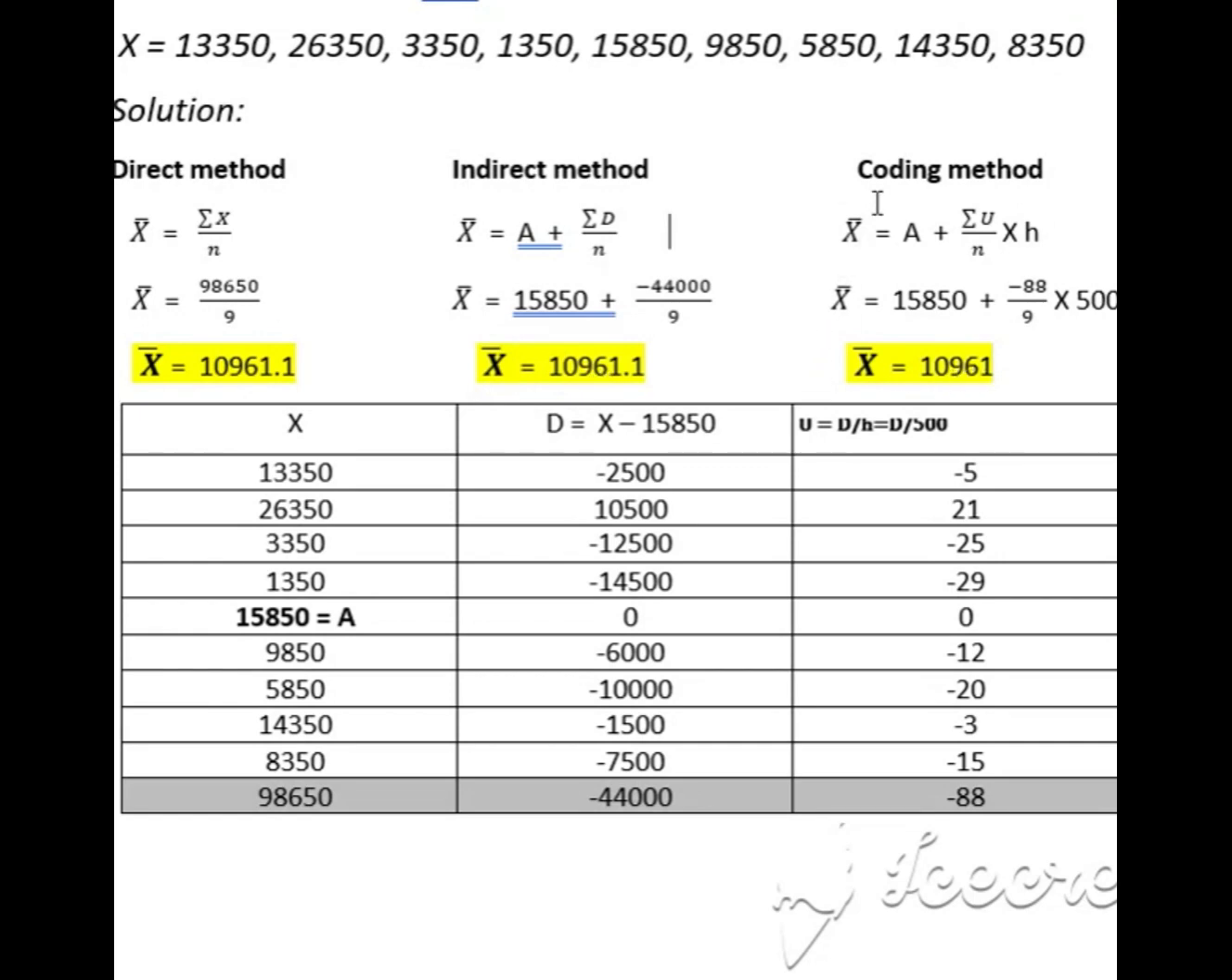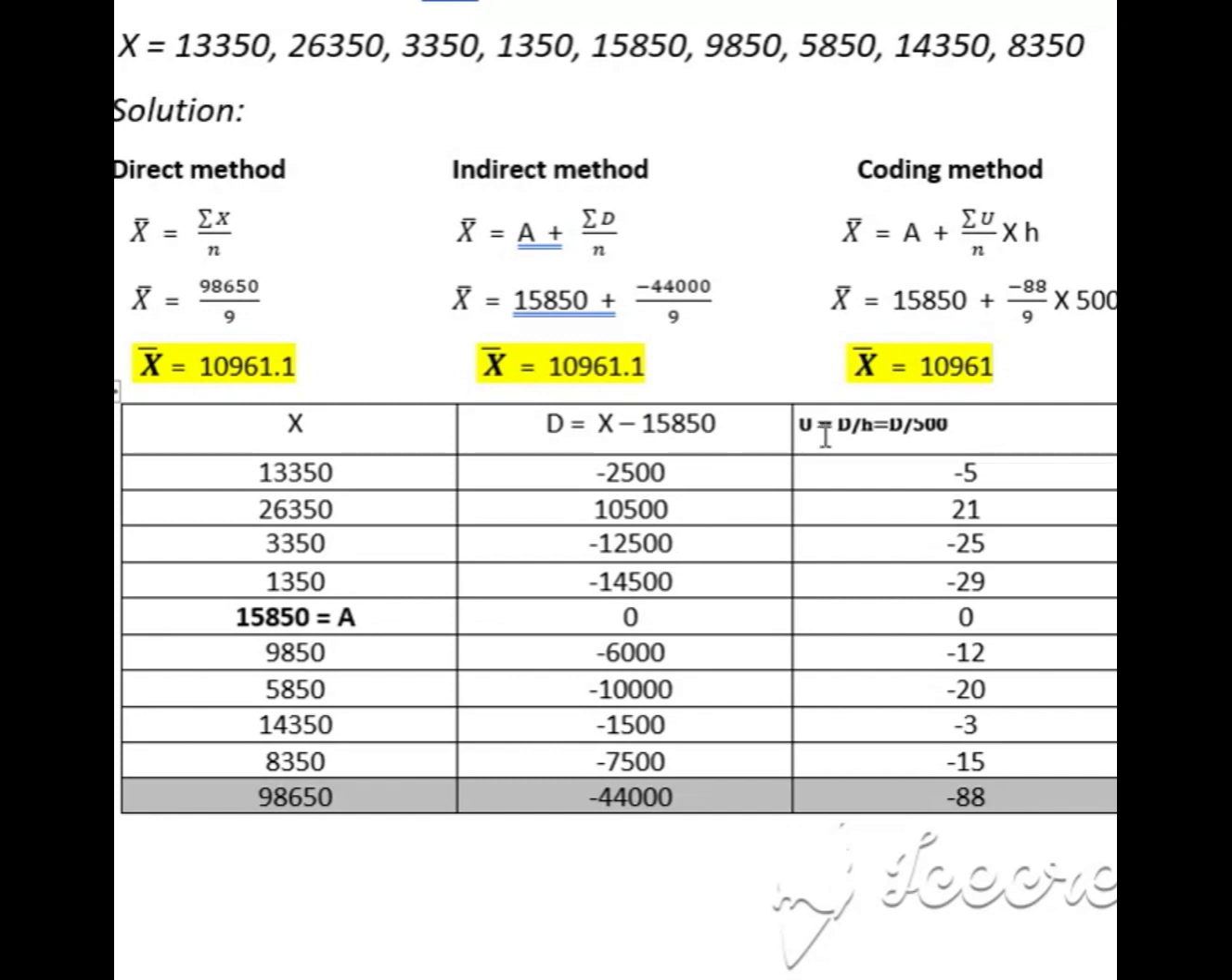Now let me explain the coding method. The formula for the coding method is X bar equals A plus sigma u divided by N times h. First we have to calculate sigma u. u is equal to d divided by h, where d is X minus A. This previous column is divided by h. H is the common difference. In the first column, the common difference between these numbers is 500, which is common in each number. So 500 is h.